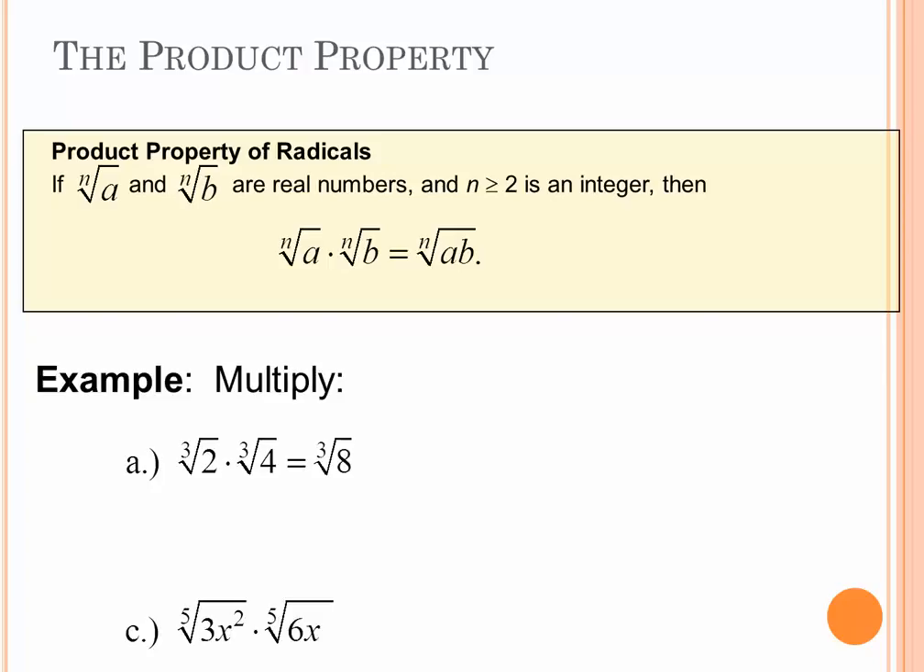So let's multiply the cube root of 2 times the cube root of 4. They have the same index of 3, so they can be rewritten as the cube root of 2 times 4, which is the cube root of 8. The cube root of 8 is just 2, so that could be simplified.